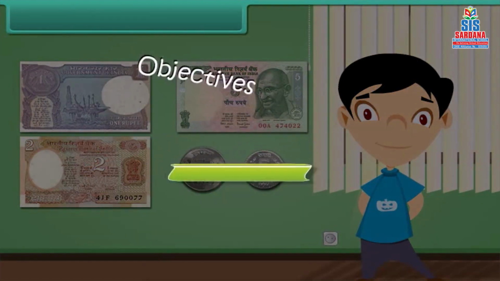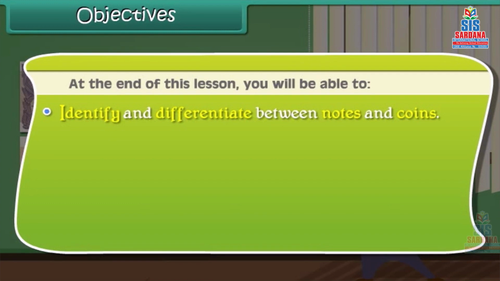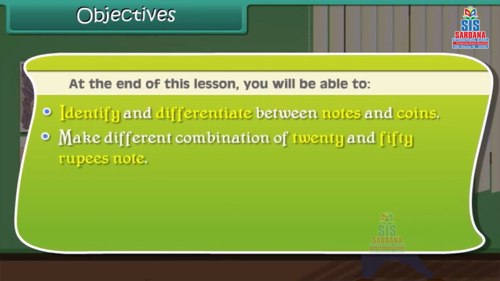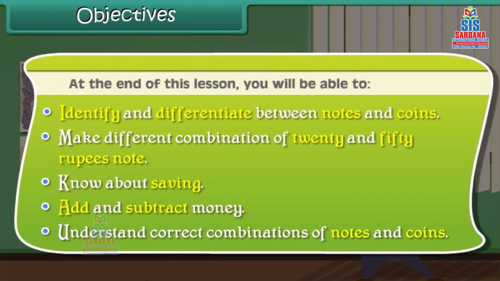Objectives. At the end of this lesson, you'll be able to identify and differentiate between notes and coins, make different combinations of 20 and 50 rupees note, know about saving, add and subtract money, understand correct combinations of notes and coins.